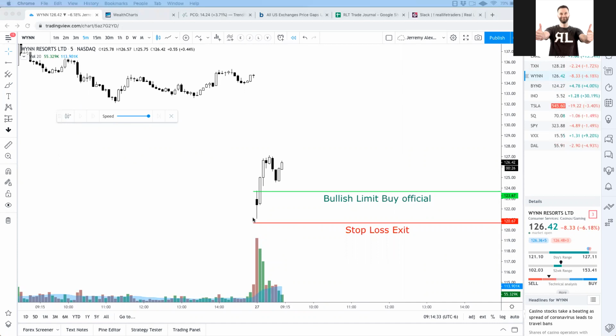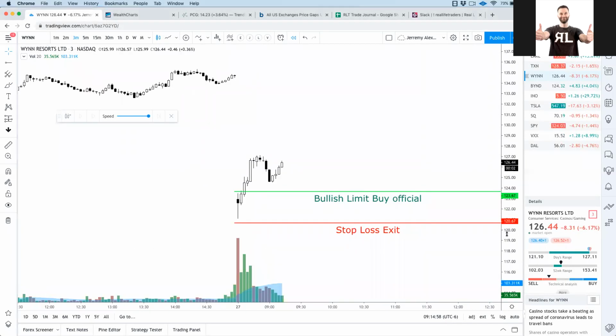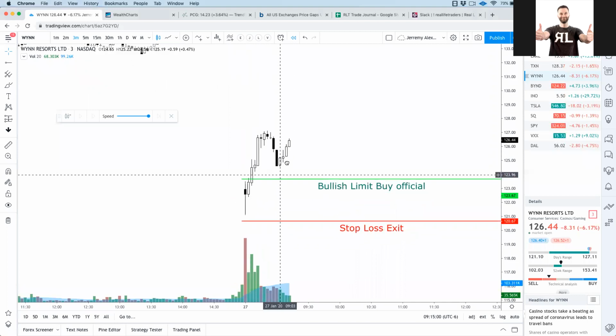So this was it. This was the pullback. Nice little pullback right there. I was hoping that this pullback would actually fill me. So again, buy low, sell high. The one small thing I messed up on WIN is I did not take the breakout of this high wave candle. I should have taken the breakout rather than the limit buy. So here's the 3-minute chart, and this is where I should have gotten in.